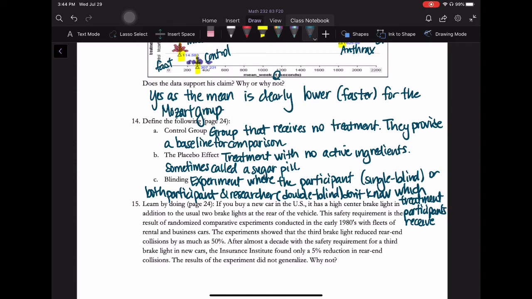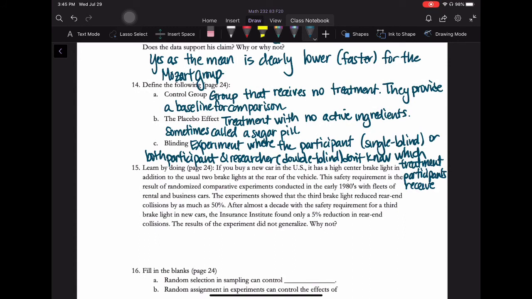And then go ahead and take a second to read the Learn by Doing, refresh from page 24. And we want to know why the results did not generalize. The main thing here that I would try and think about is generalize to what? When they say they did not generalize, it didn't generalize to what population. So we're trying to figure out why it didn't generalize to a certain population. And we're talking about fleets of rental and business cars.